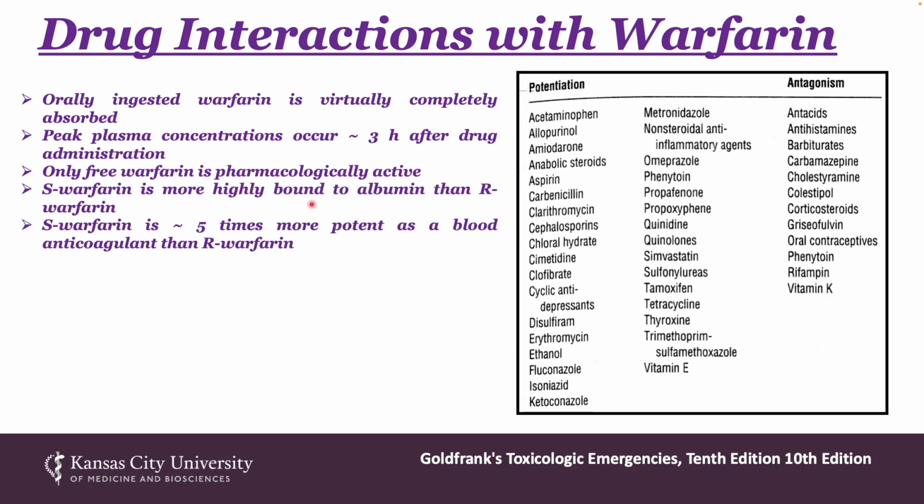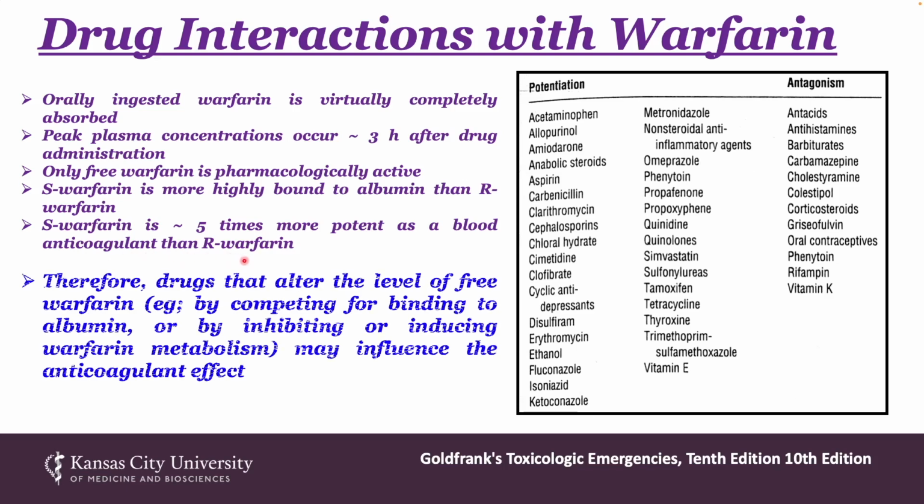S-warfarin is more highly bound to albumin than R-warfarin. The S form is about 5 times more potent as a blood anticoagulant than R-warfarin. Therefore, and this is important, drugs that alter the level of free warfarin by competing for binding to albumin or by inhibiting or inducing the drug's metabolism may influence the anticoagulant effect. Here's a list of drugs that potentiate the action of warfarin and those that antagonize the actions of warfarin.